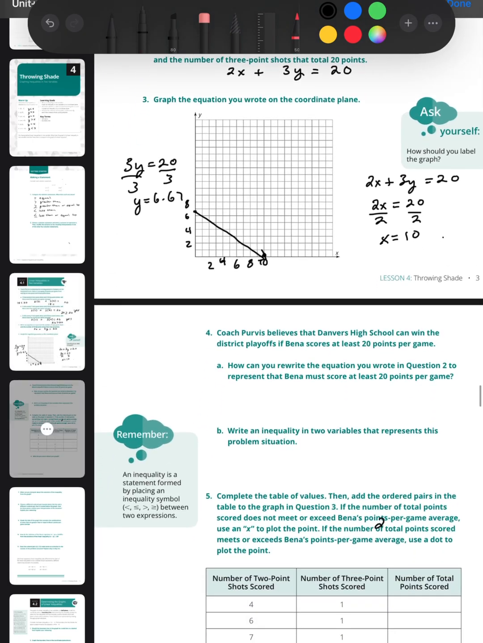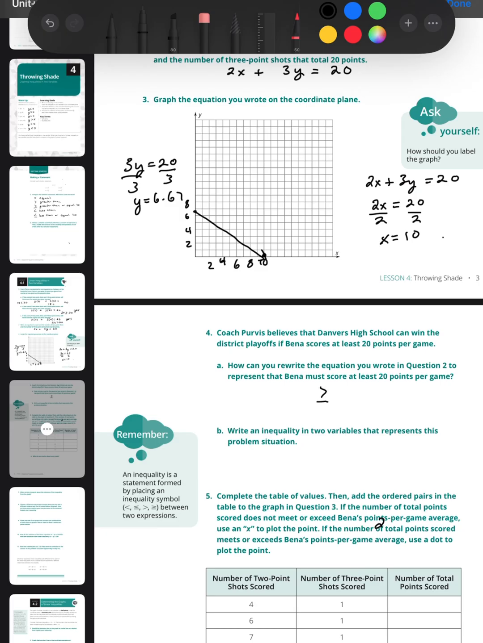Yeah, on to the next page. Coach Purvis believes that Danvers High School can win the district playoffs if Benna scores at least 20 points per game. So how can we write an equation? How can we rewrite the equation we wrote on question 2 to represent that Benna must score at least 20 points? Well, the key with "at least" is we were talking about using a greater than or equal to sign.